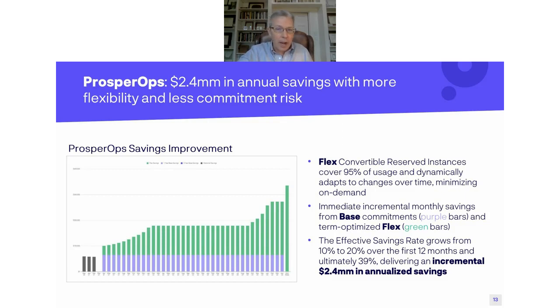So you can see here how this approach can really take the benefits of a savings plan and then mitigate the full term immutable dollar per hour commitment by adding on an incremental layer of flexible convertible RIs that can be dynamically manipulated. And it's the combination of both of those instruments that allow effective savings rates to really go up significantly higher.